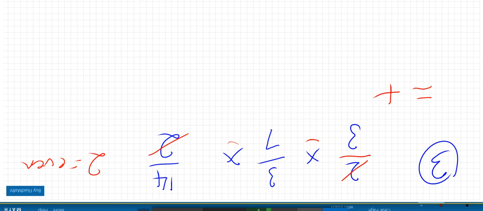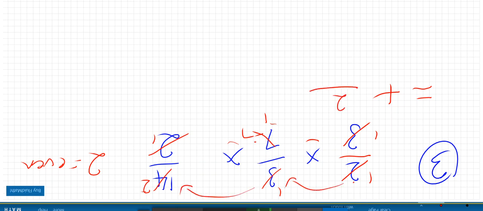Remember, simplify anything from top and bottom. I have a 3 and 3, they're the same. They all become 1 because we're dividing by the same number. Here I've got a 7 and up here I've got a 14 left. Well, I know 7 divided by 7 is 1, and 14 divided by 7 is just 2. So I have now 1 times 1 times 2, which is just 2 on top.